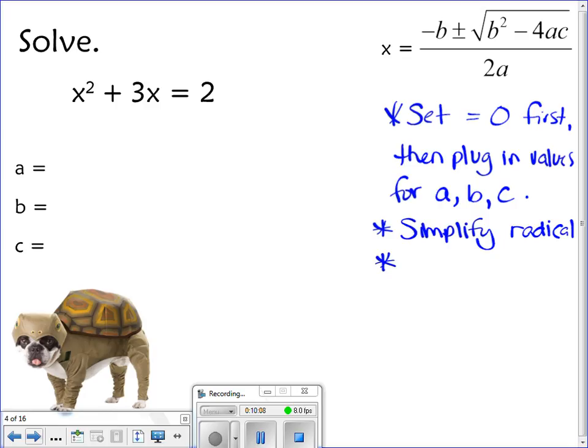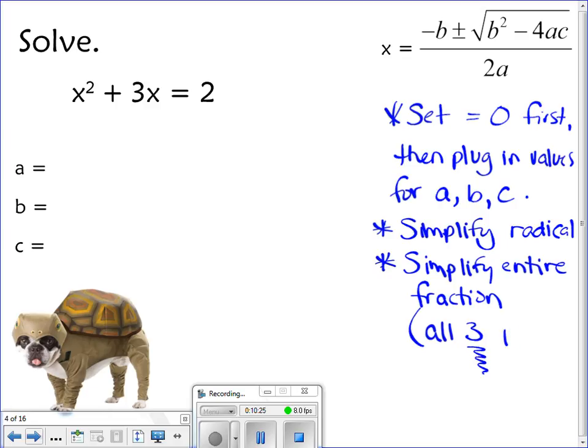All right, simplify your radical. And then simplify the entire fraction. And it might not make sense right now, but it will later. All three numbers.